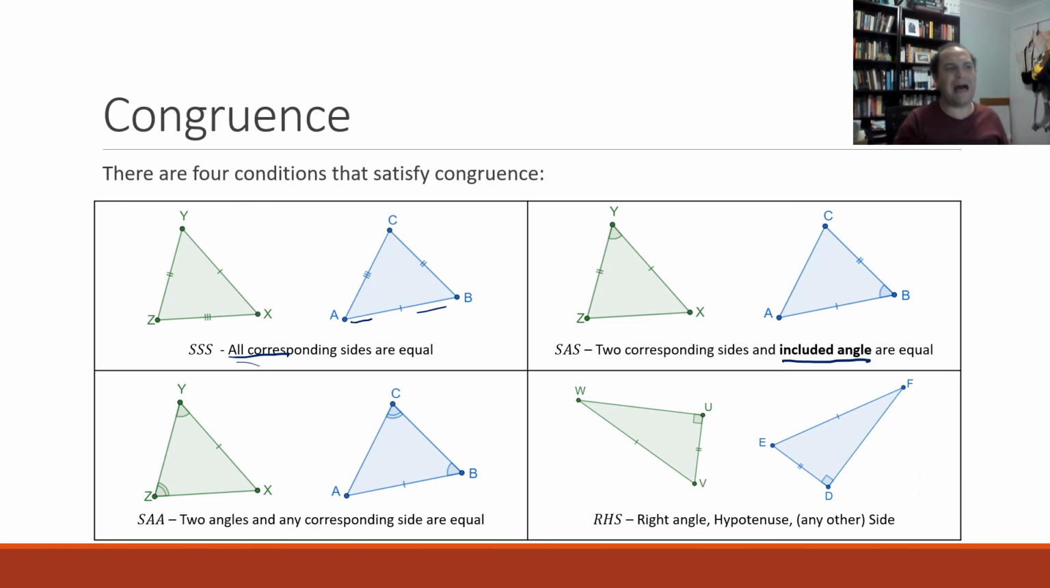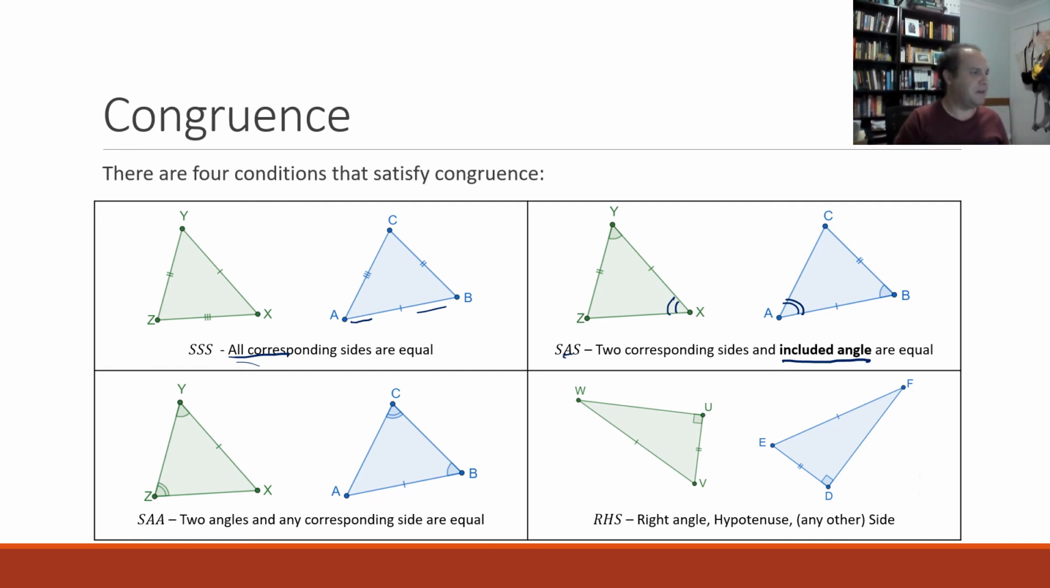Now the angle has to be included. It has to be in between the two sides we know. If our angle is over here at A, and over here at X, we cannot say it's congruent. There's a reason why the A is in between the two S's: the angle has to be in between our two sides for congruence. There's no other way. The angle can't be anywhere else.